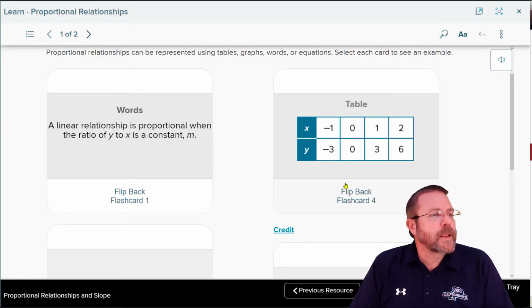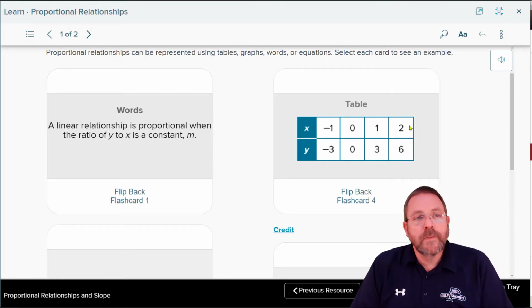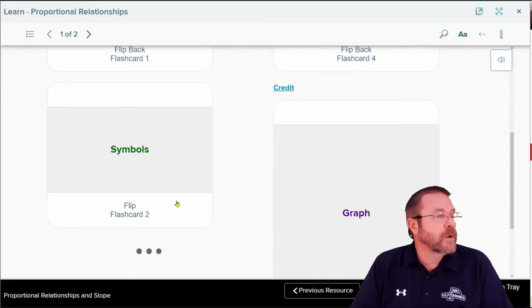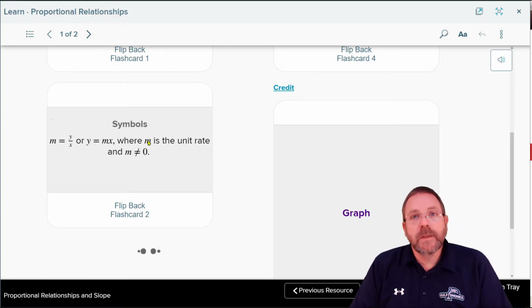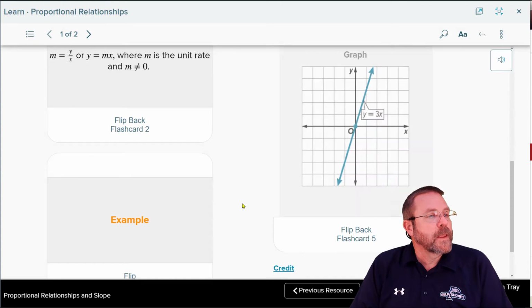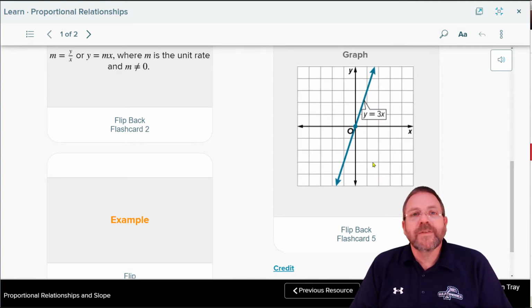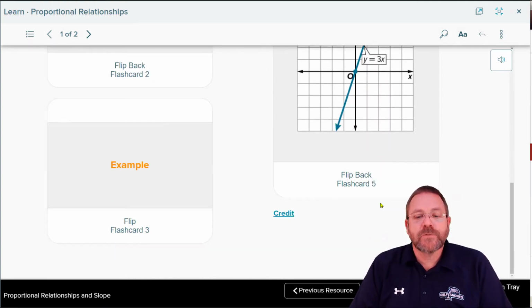And then we have the table. You can see you have a constant rate of change, where for each increase of 1 in the x values, you get an increase of 3 in your y values, giving you a constant rate of change. In symbols, we would say that slope is equal to y divided by x. Of course, it can also be written as y is equal to the slope m times x, where m is going to be a unit rate and m is not going to be equal to 0. And finally, in a graph, you can see a linear expression makes a straight line.